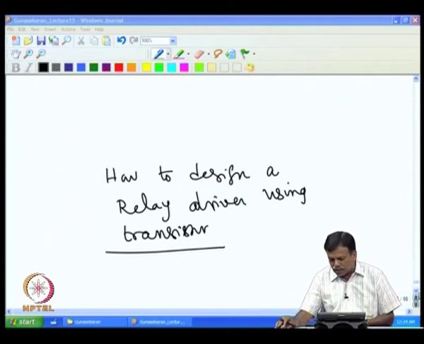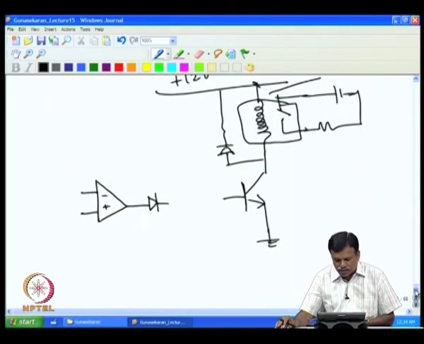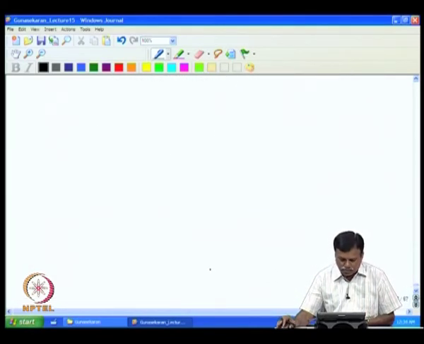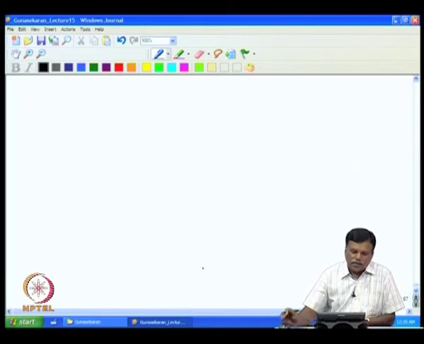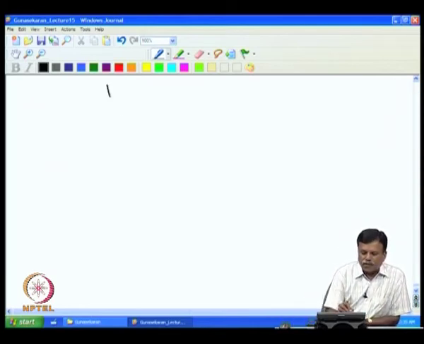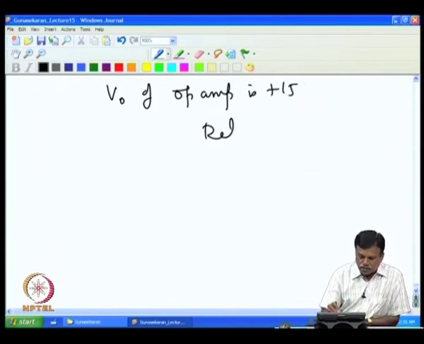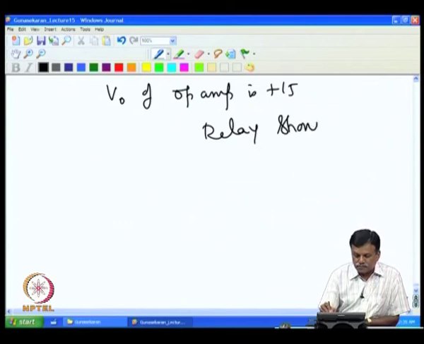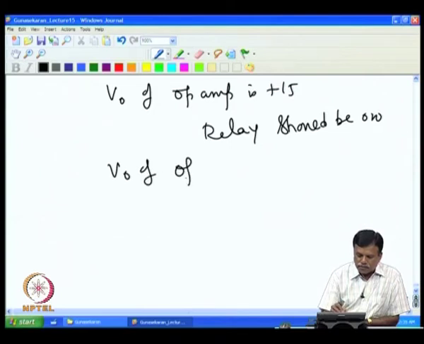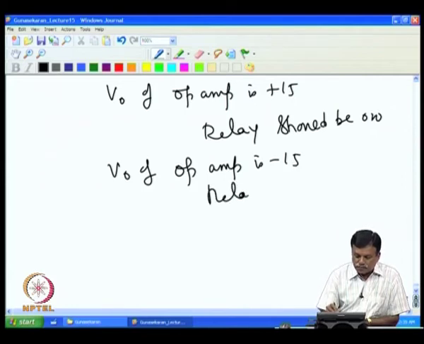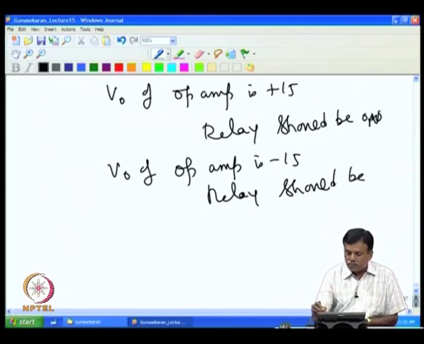So, writing the problem statement, I will put a point here. When V output of the op amp is plus 15, the relay should be on. When V output of the op amp is minus 15, the relay should be off.